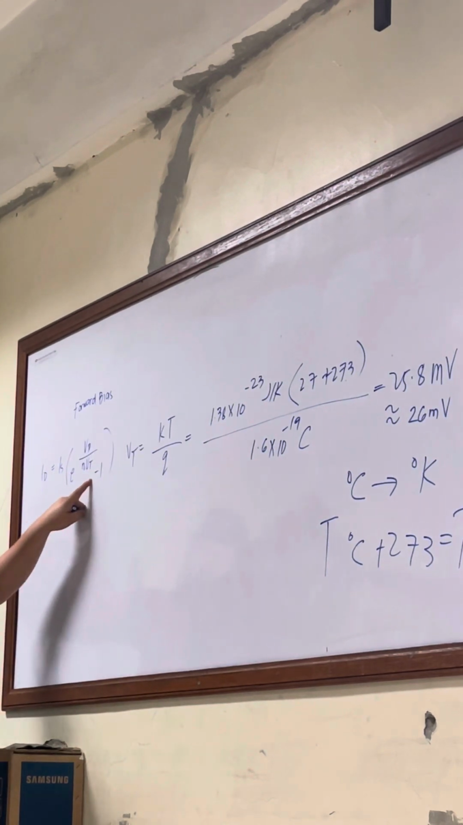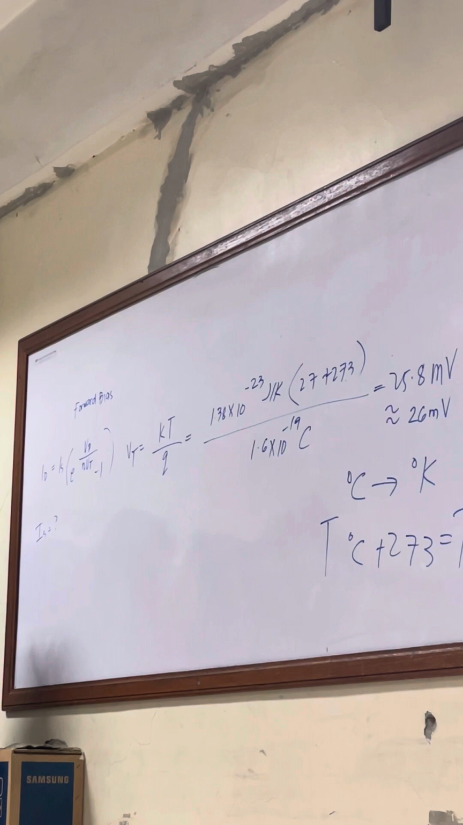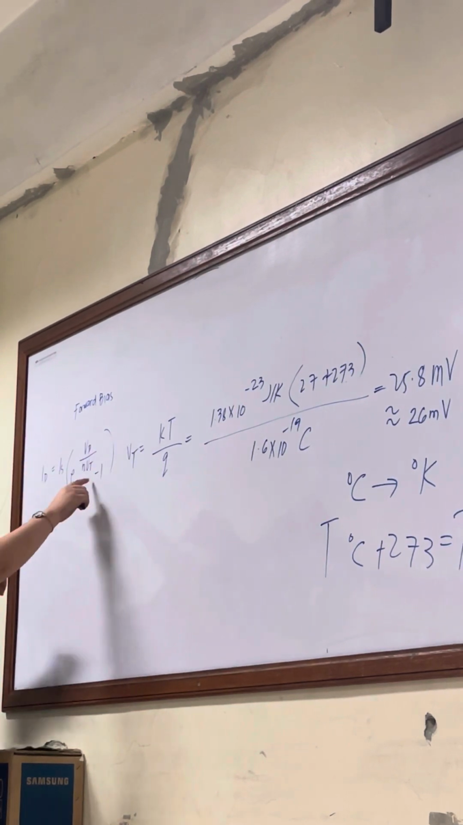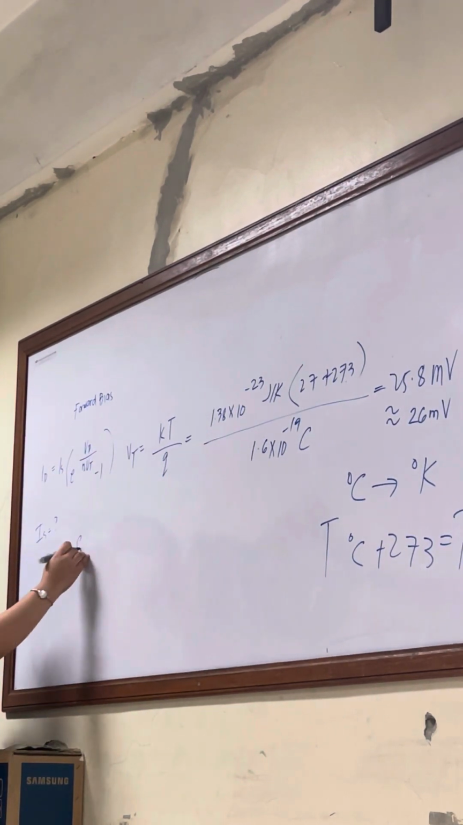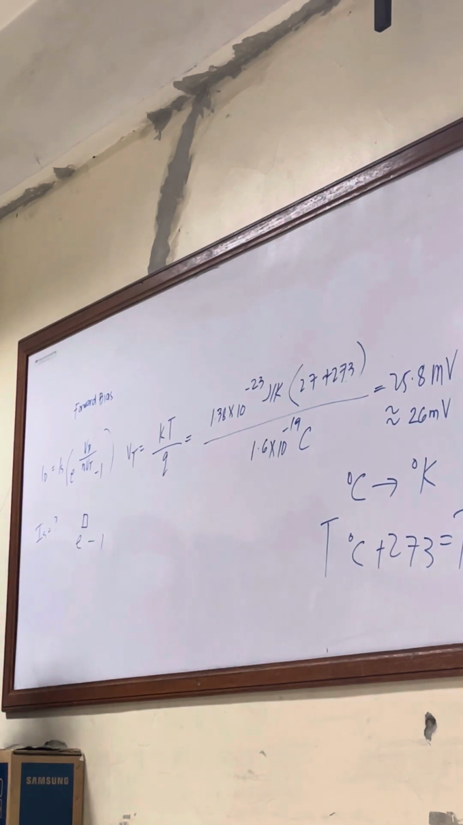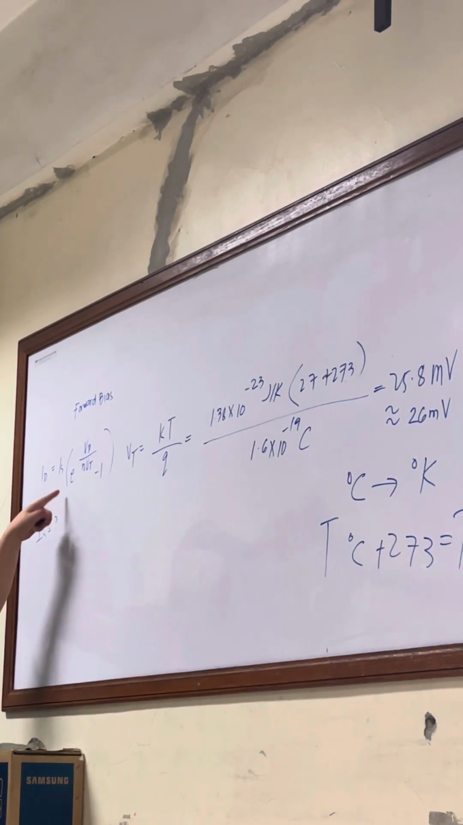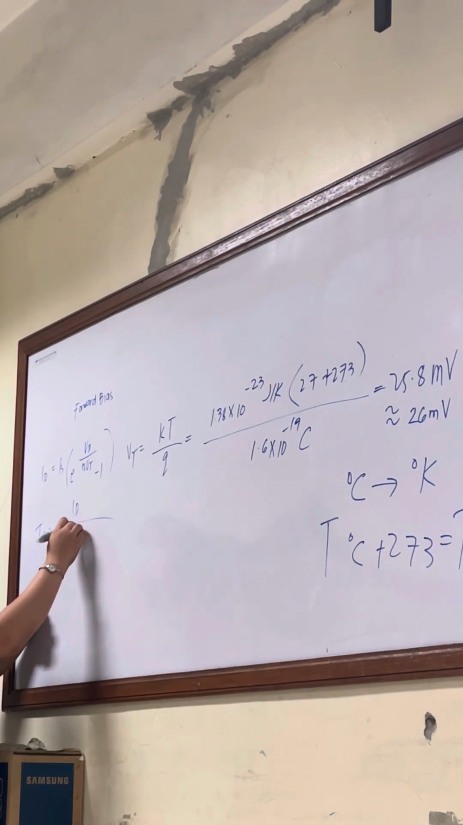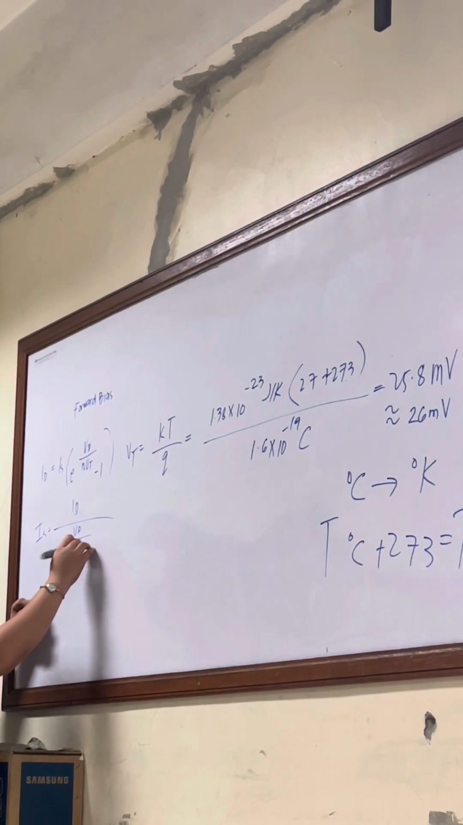The minus 1 is not an exponent, it's a base term. The exponent is VD over N VT. Let me solve it to make it clear. What we're looking for is IS, so you just divide both sides. IS equals ID over e raised to the power of VD over N VT, minus 1.